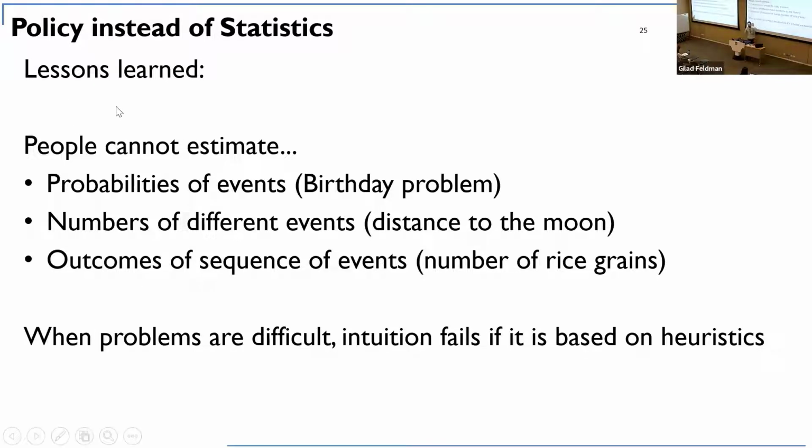So the lessons that we can learn from this is that people are very, very bad at estimating probabilities. They're very bad at numbers of different events, like the distance to the moon or the number of grains of rice. So when problems are difficult, the intuition fails us if it's based on heuristics. So if you're a UCLA professor, even if you have physics and all this, and the YouTuber is showing you something, your intuitive response is, this cannot be, I am much smarter. Perhaps take the longer route, invest the $10,000 in order to maybe try and check this out.